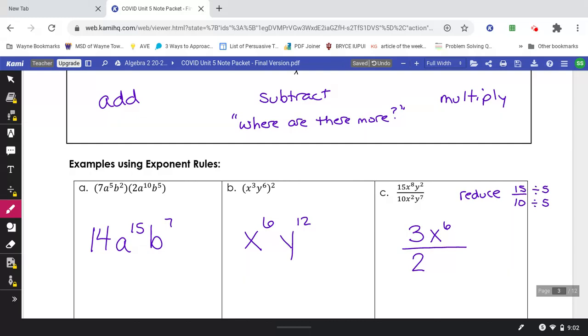And then my y's, where are there more, top or bottom? There are more at the bottom, y to the 7th. And then how many more? 2 compared to 7, there would be 5 more at the bottom. So I put y to the 5th at the bottom.